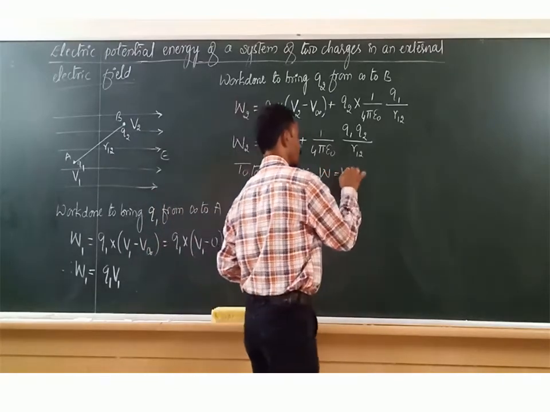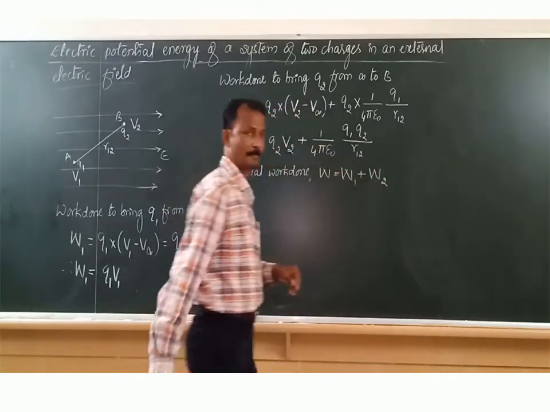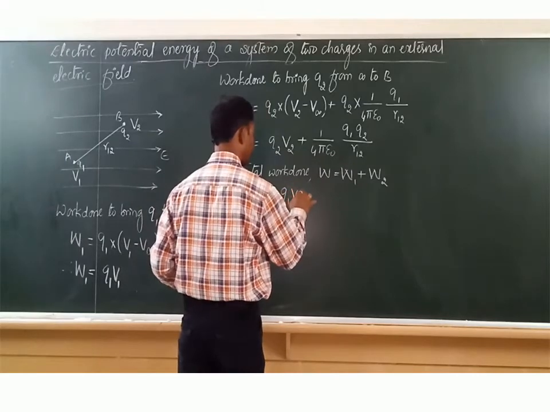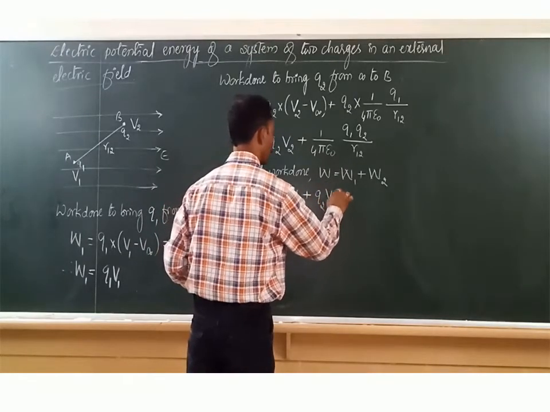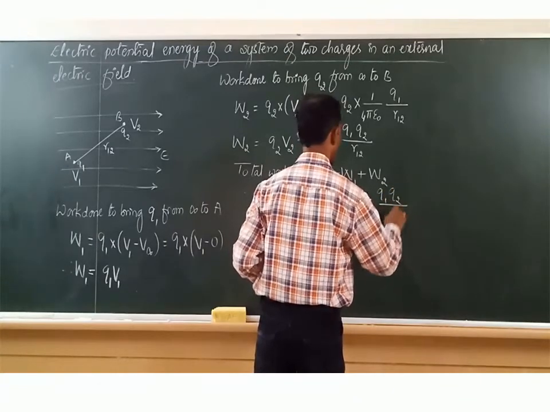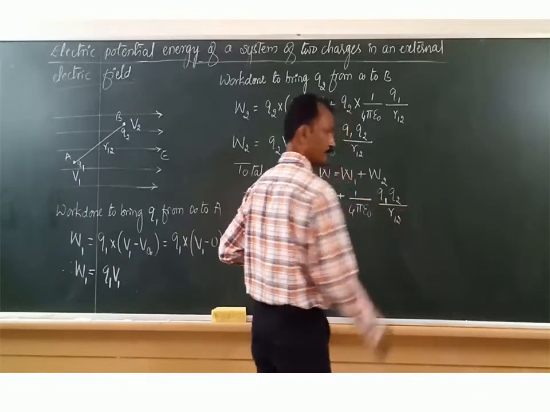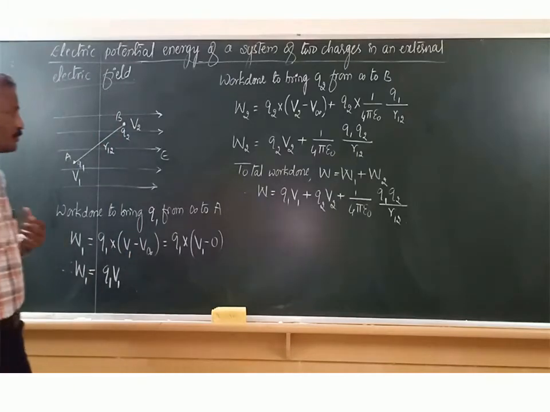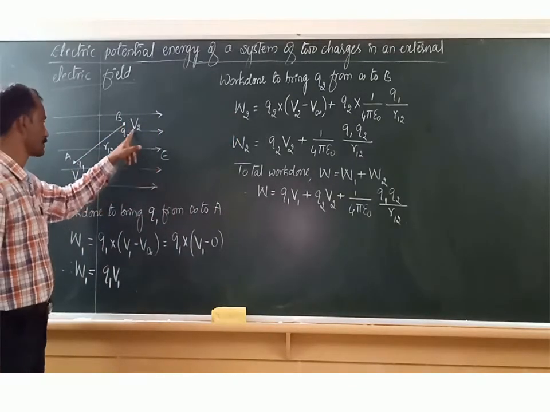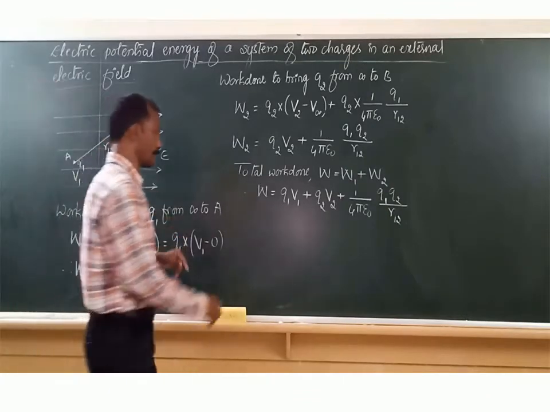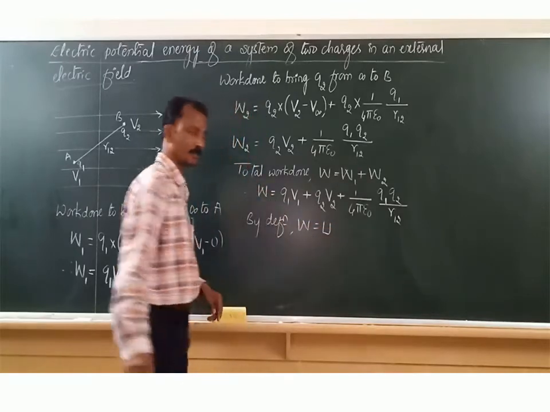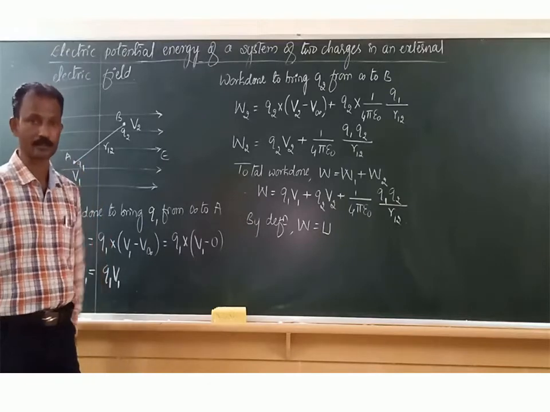Now, total work done W is equal to W1 plus W2. Therefore, W is equal to Q1 V1 plus Q2 V2 plus 1 by 4 pi epsilon naught into Q1 into Q2 divided by R12. This is the total work done in assembling Q1 and Q2 at points A and B in an external electric field separated by distance R12. By definition, this total work done is stored as electrostatic potential energy.